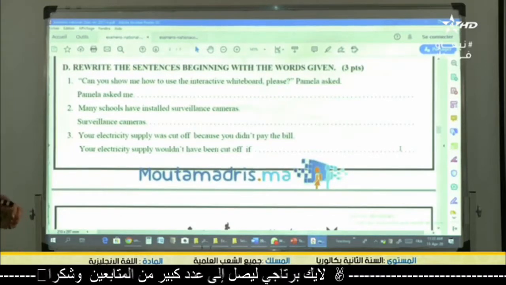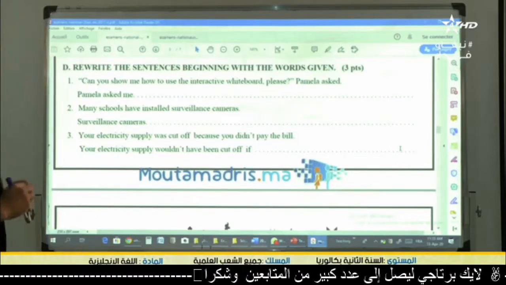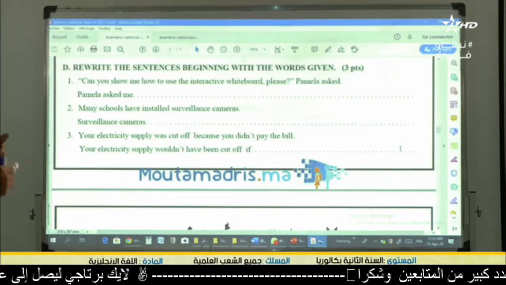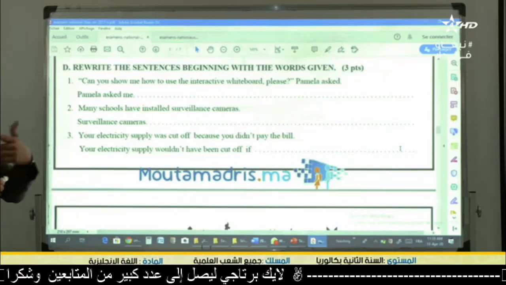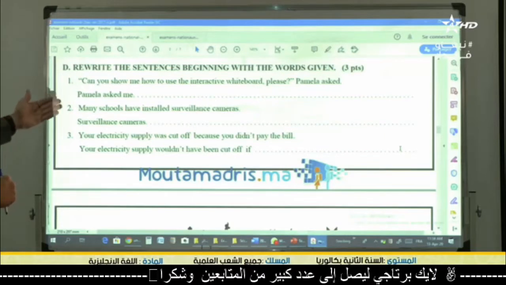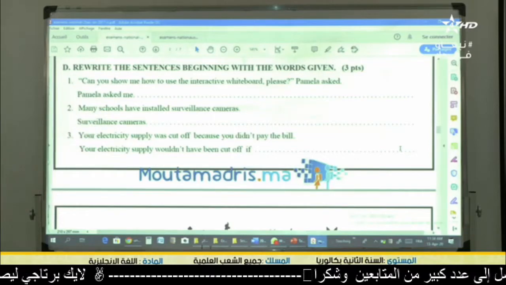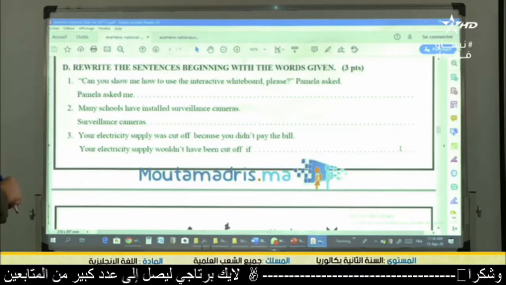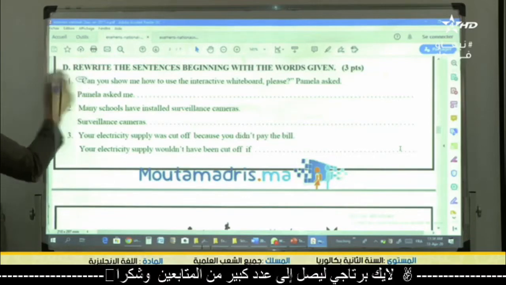Now let's go to exercise D. Rewrite the sentences beginning with the words given. So we have sentences and we are going to rewrite them in our own way, but using the expressions or the beginnings that they have given us. Okay? If you look at number 1, can you tell me which lesson is this one? D1. Which lesson is this? Check with me. We have quotes here.